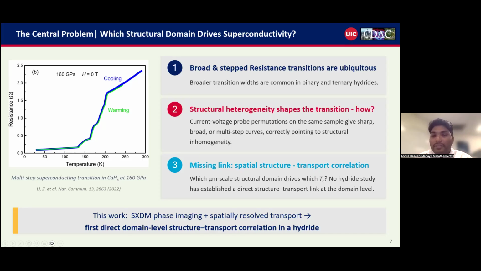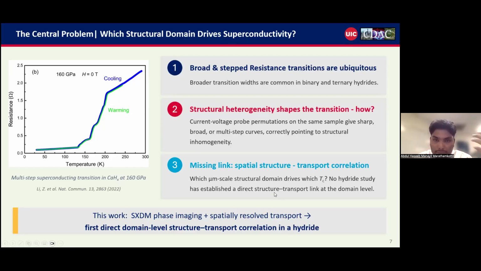And there is indirect evidence for this. When you change each electrode you use as current and voltage probes on the same sample, you get completely different transition shapes, sharp, broad, or multi-step, depending on which spatial path the current takes through the sample.